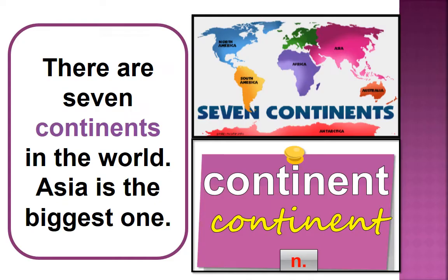We have some new words. Let's know them. The first word is continent. Continent. There are 7 continents in the world. Asia is the biggest one. Continent.